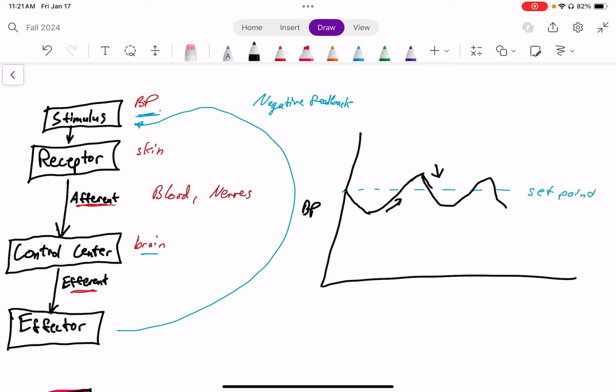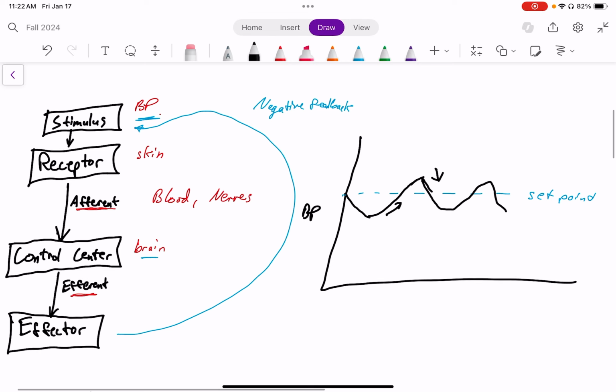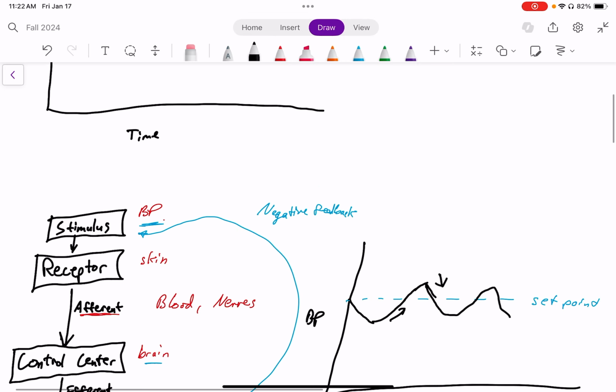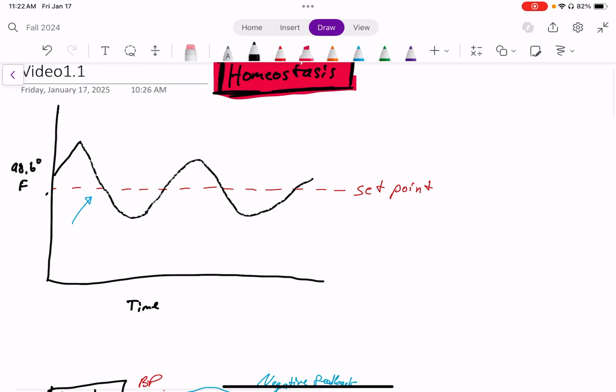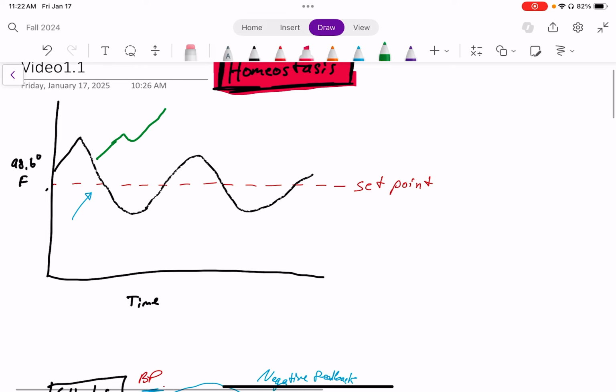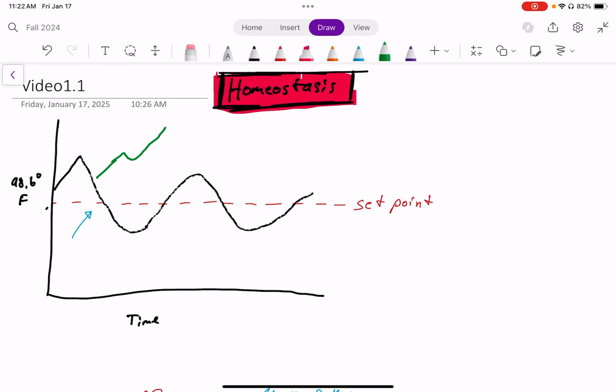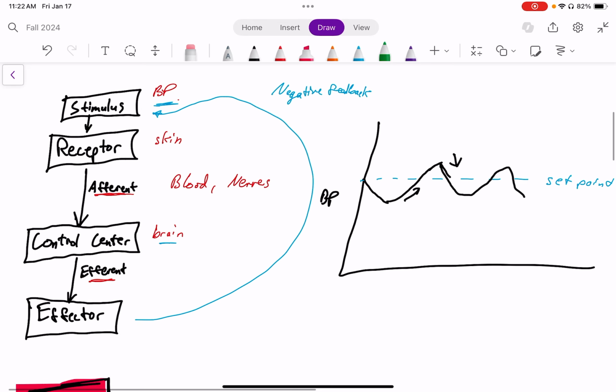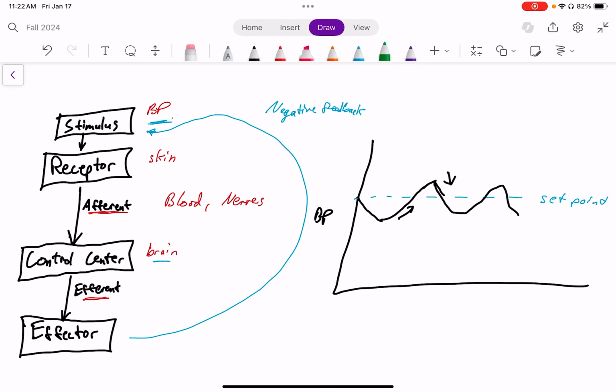Now, this can be inadequate at some points. With body temperature, for example, if it gets way too hot on a given day, it could look like the temperature's going up and the body's trying to bring it down, but it just keeps going up because it's too hot. That would be an inadequate negative feedback loop because the body is still working, right? The stimulus is going to the receptor, the receptor is sending the signal to the control center, sending the signal to the effector, and the effector is working. You are sweating. But if it's too hot, then it's inadequate.